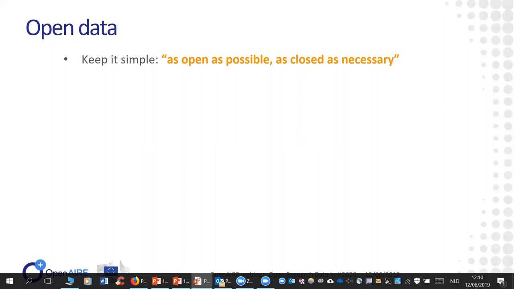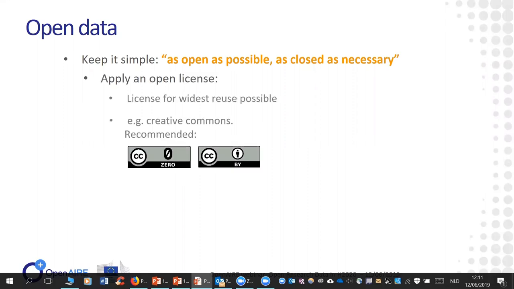So if you want to make your data open, if that's possible, please do. Keep it simple, as open as possible. If you can make your data open, please do. If there are any second thoughts on that, if you work with personal data or sensitive data, as closed as necessary, keep that in mind.